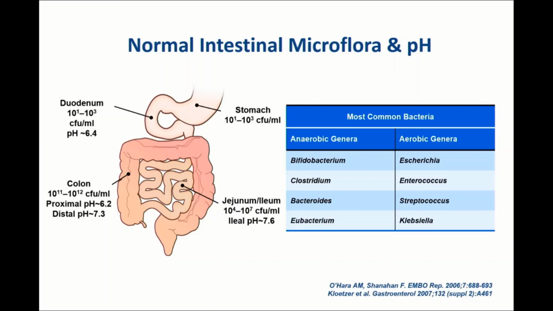So looking at the normal intestinal microflora and the pH, we can see here different bacteria with different colony counts per segment of the GI tract, whether it's the stomach, duodenum, the small bowel, as well as the colon, with the anaerobes being the majority: the bifidobacterium, the Bacteroides, and the eubacteria.